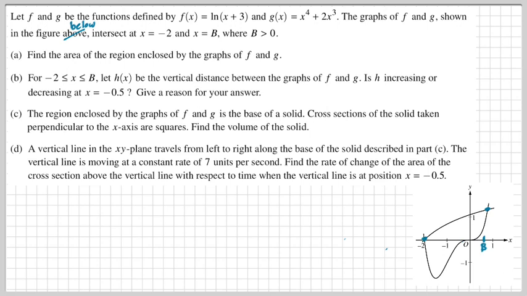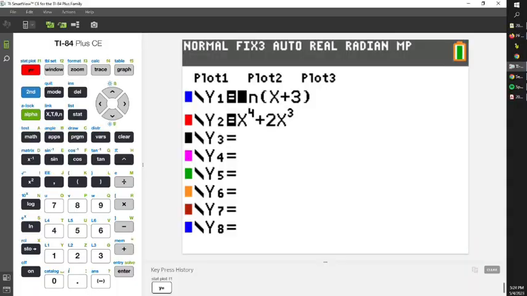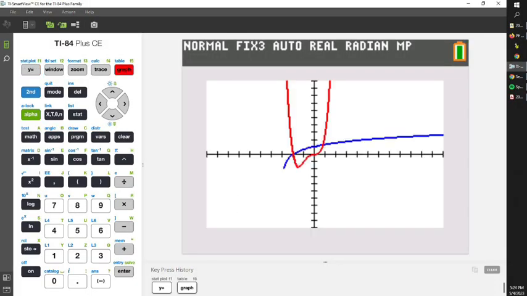So this is what it looks like with a calculator. I went ahead and threw them into my graphing calculator, and then I hit graph. If your graph is all messed up, don't forget you can press zoom and then zoom 6, which will bring you to the standard window.